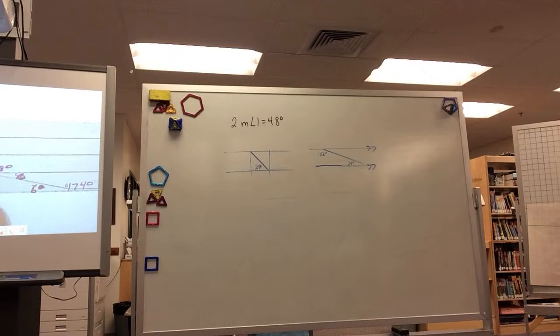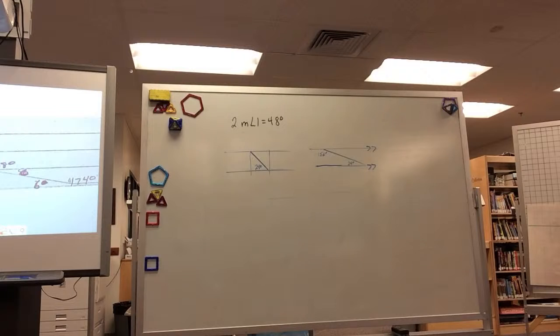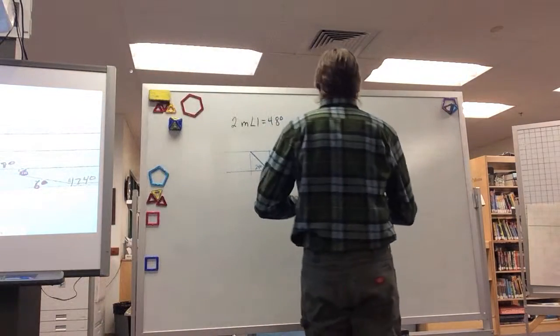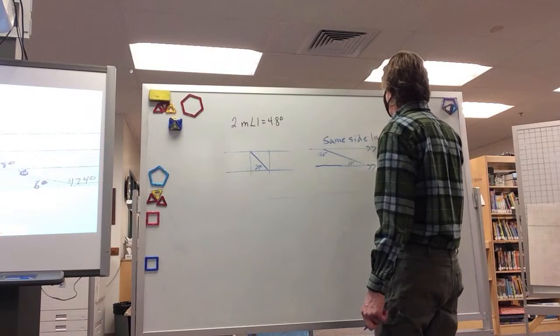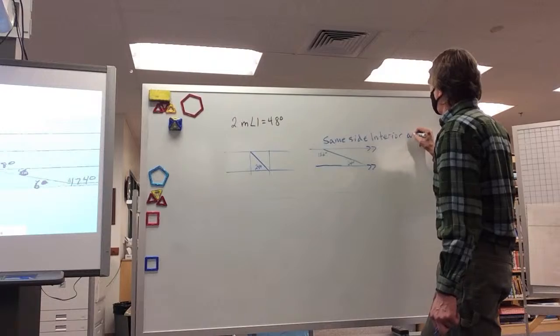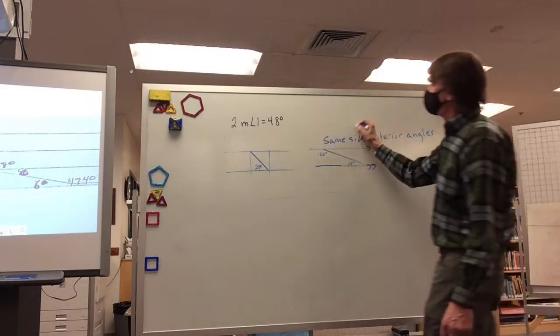What about, if this is 48, what does 13 have to be? 132. And then can you come up with 14 and 15 again? These are same side interior angles because they're on the same side.